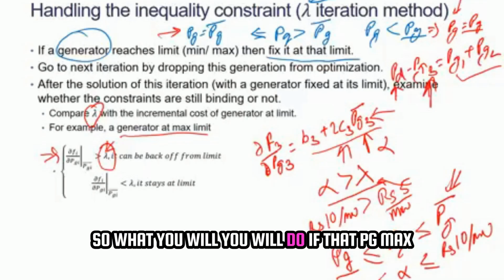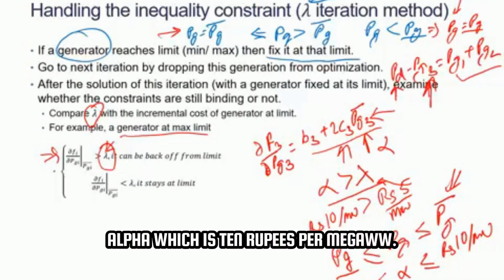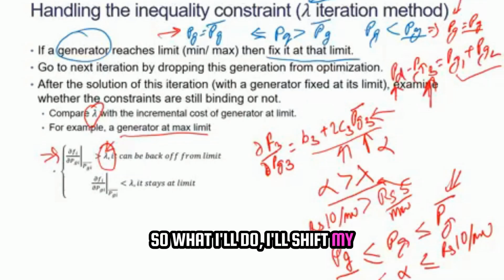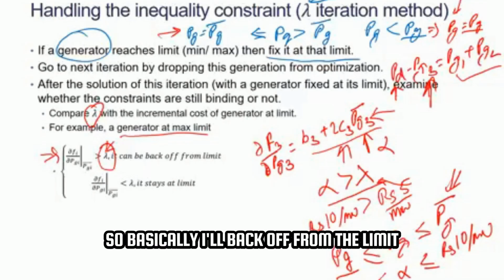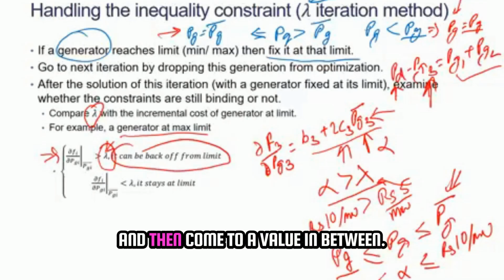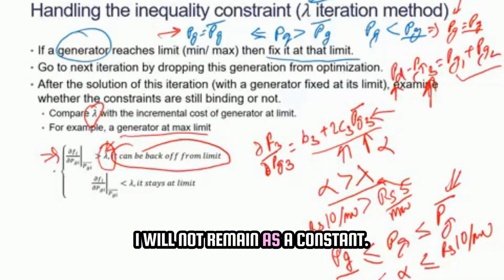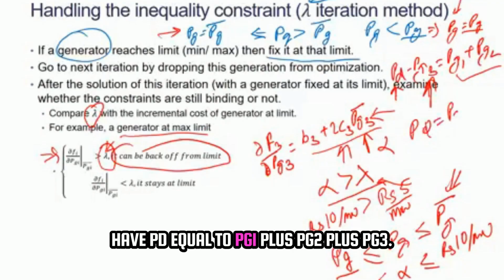So what you will do, if that PG max is asking at PG max, as a generator I want alpha, which is 10 rupees per megawatt, but system operator is offering me 5 rupees. So what I'll do, I'll shift my strategy to remain at max, and I'll come somewhere in between. So basically I'll back off from the limit and then come to a value in between. So in between means I become a variable. I will not remain a constant, and then at the next iteration you again will have PD equal to PG1 plus PG2 plus PG3.